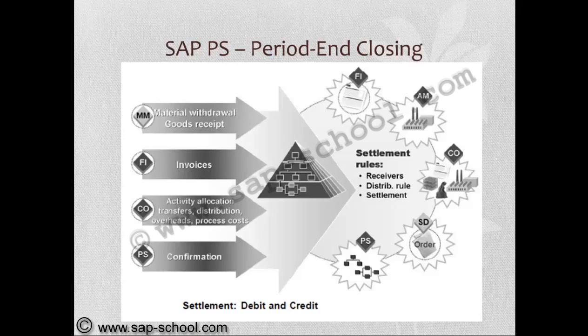Material withdrawal, that is goods receipt, in material management; invoices in finance; activity allocation, transfers, distribution, overheads, and process cost in costing; confirmations in project system will have settlement rules with receivers, distribution rule, and settlement. Finally, the receivers are asset management, finance and controlling, sales order, and project system WBS elements.